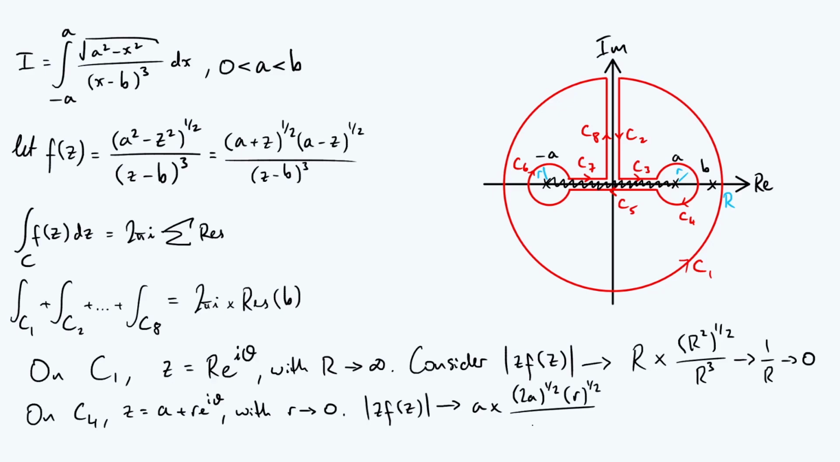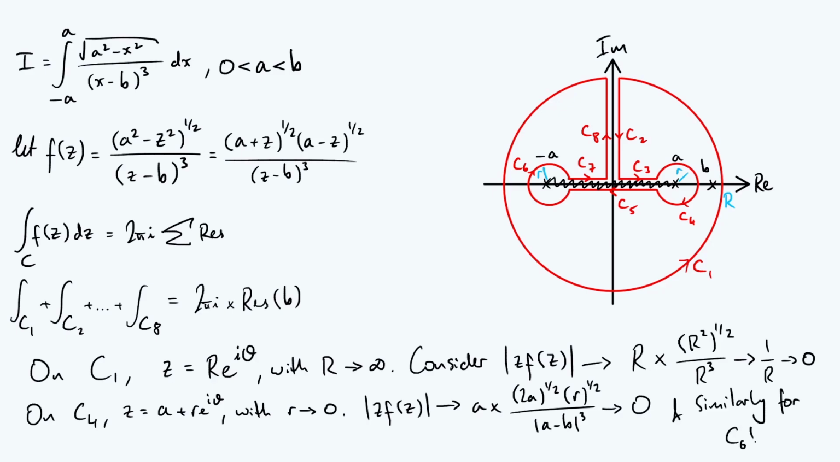On the denominator, we've got a plus r e to the i theta minus b. Again, the r e to the i theta term becomes negligible. And so it's roughly just a minus b cubed. I suppose that should really be the modulus of a minus b cubed, strictly speaking, because this should all be positive and b is bigger than a. But in any case, we can say that the only r dependent part of this in the limit when r goes to 0 is on the numerator, and therefore the whole thing goes to 0 as r goes to 0.